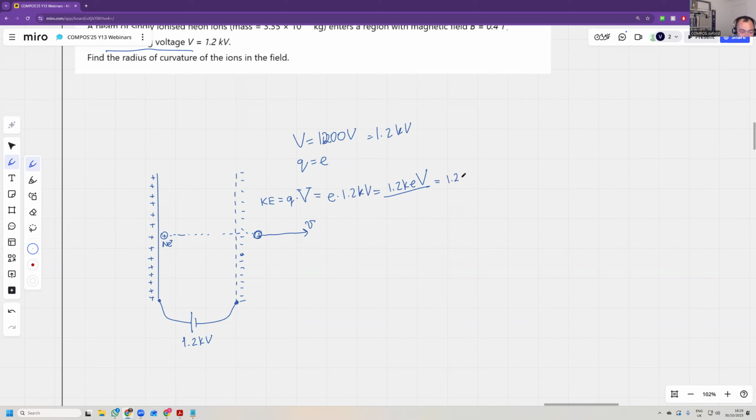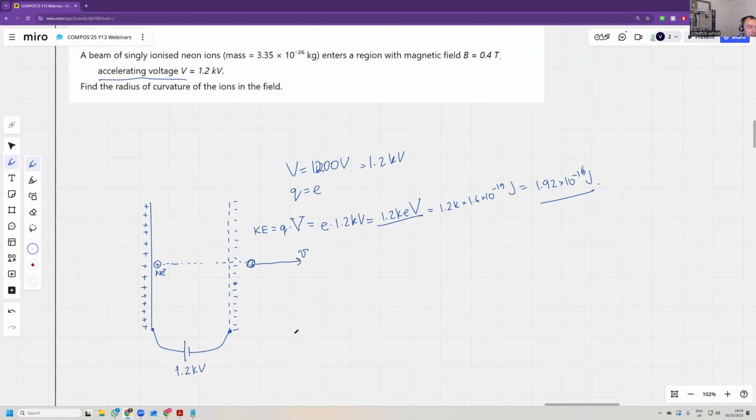I can find the speed of the particle because I can convert this into joules. The 1.2 K multiplied by 1.6 times 10 to the minus 19 joules, which is 1.2 times 1.6 times 10 to the minus 16, is 1.92 times 10 to the minus 16 joules. That's the kinetic energy of the ions.